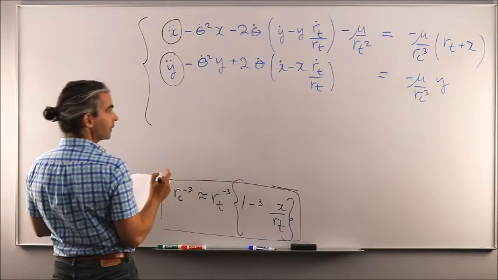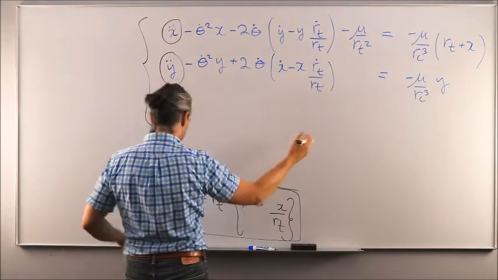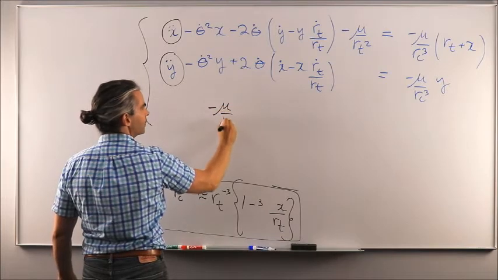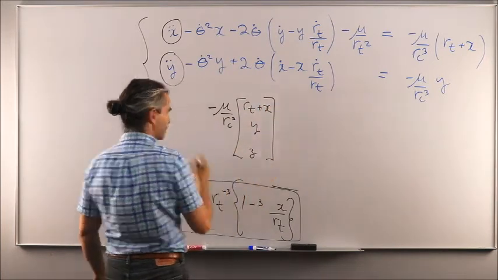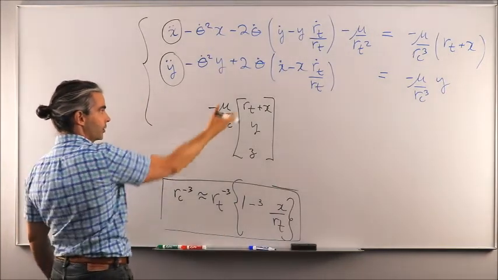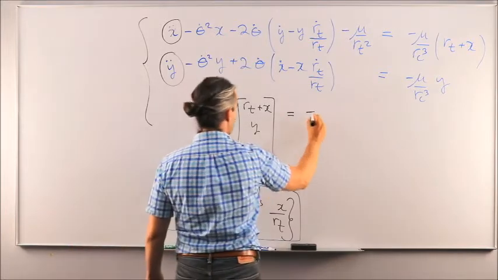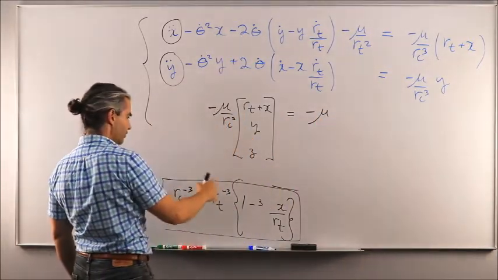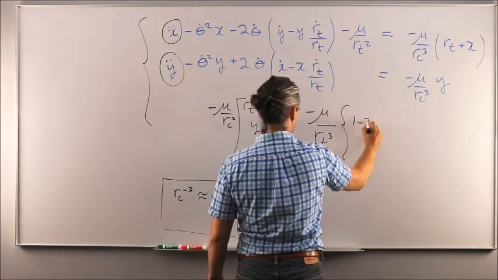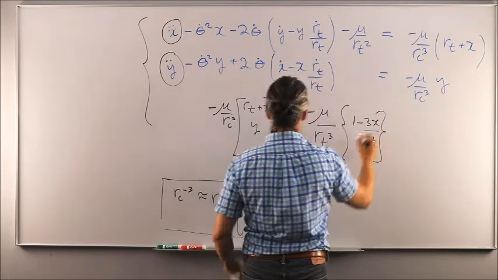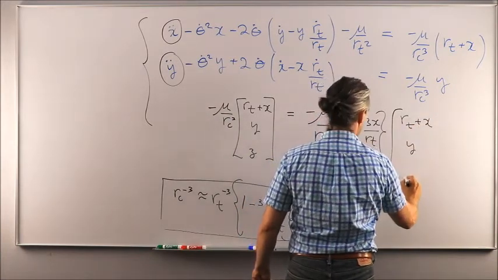Which means that when I had all those three terms on the right-hand side of those three equations collected in a matrix form, we had minus mu over RC cubed times the matrix RT plus X, Y, and Z. Okay, so this is the acceleration of our chaser spacecraft in terms of components, LVLH like that. This is going to be turned into something that makes use of this term. So minus mu times 1 over RT cubed times 1 minus 3x over RT, and all this times the 3 by 1 matrix, which is RT plus X, Y, and Z. Okay?